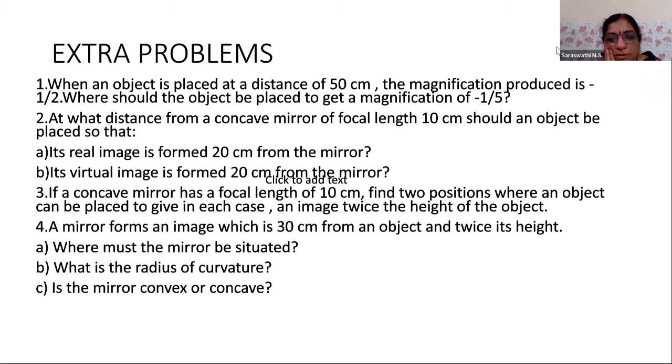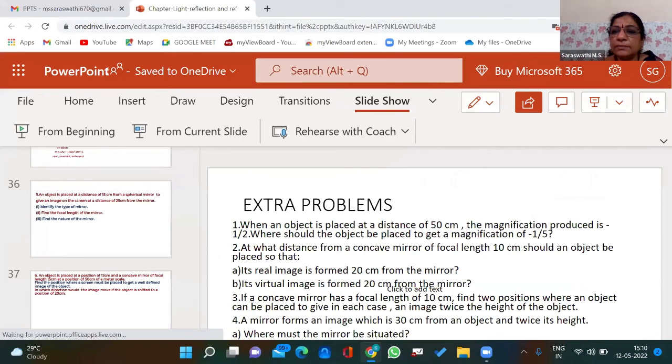So you have to do for both the types of images. You're getting two types of images, so what should the mirror be? It should be only a concave mirror. Concave, because convex will always give a diminished, virtual, erect image. Clear? Yes, ma'am. Any doubts? No, ma'am.